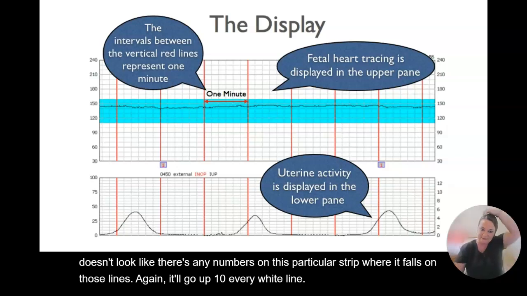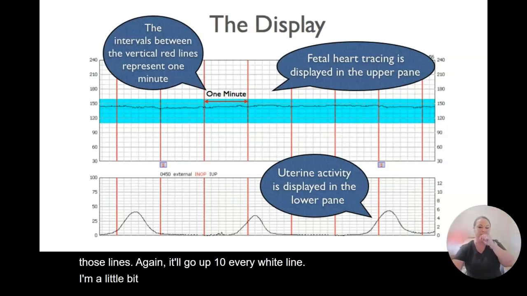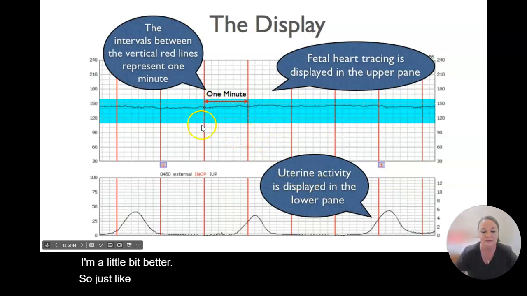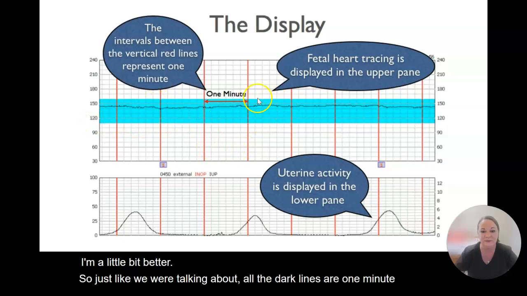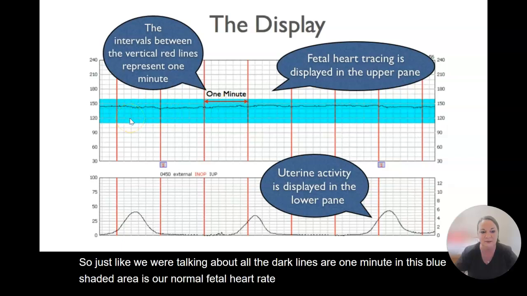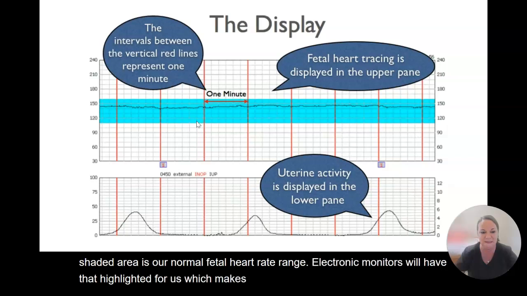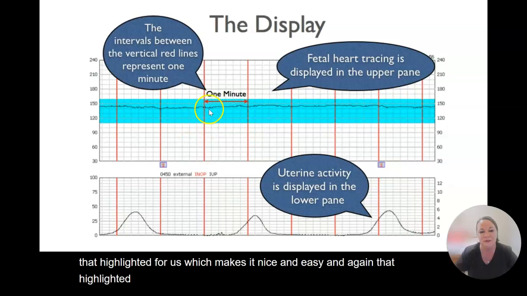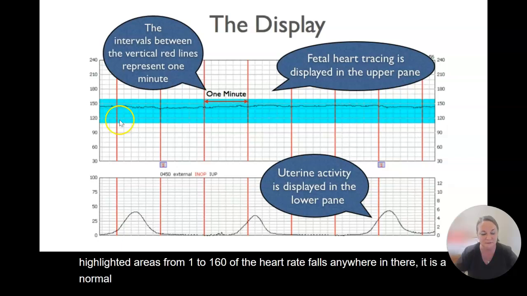Now we can see it a little bit better. Just like we were talking about, all the dark lines are 1 minute. This blue shaded area is our normal fetal heart rate range. Electronic monitors will have that highlighted for us, which makes it nice and easy. Again, that highlighted area is from 110 to 160. So if the heart rate falls anywhere in there, it is a baseline fetal heart rate.